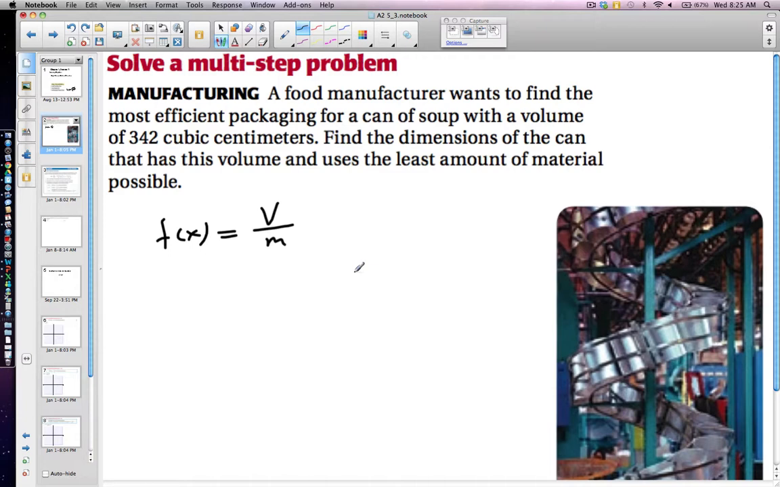Okay, we'll solve this problem later at the end of the lecture, but this is the type of thing that would be represented by this, where you've got a function that represents volume and another function that represents the material use. So this would be the volume of a cylinder, and this would be the surface area of a cylinder. And by creating this ratio of the two, you can find the efficiency of use of material.